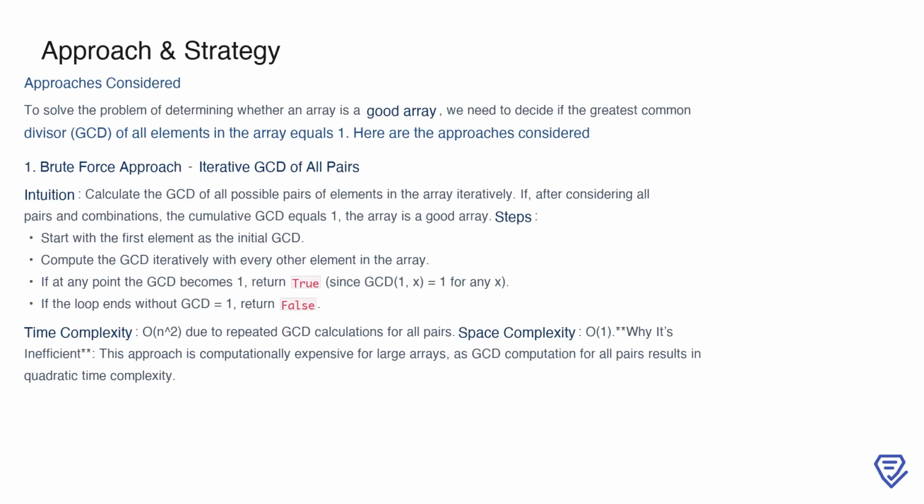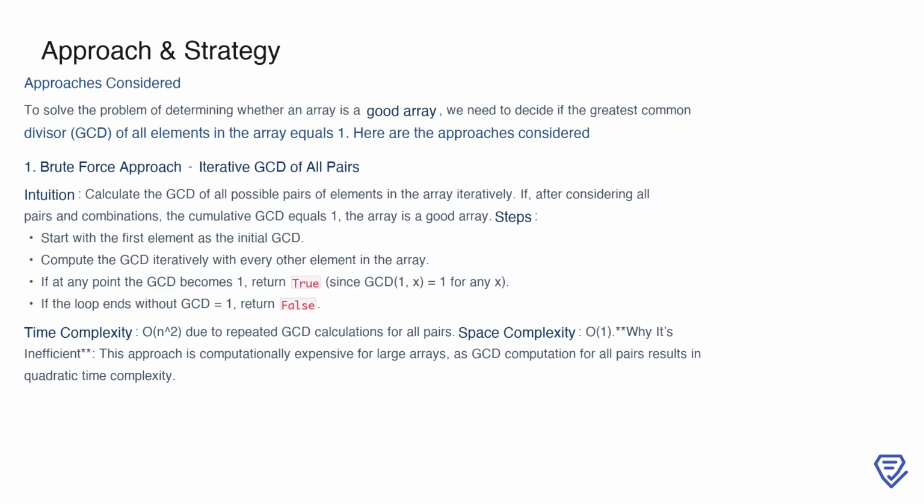To determine if an array is a good array, we focus on the greatest common divisor, or GCD, of all elements in the array. A good array is one where the GCD of all its elements equals 1. One approach to solving this problem is the brute force method, which involves calculating the GCD of all possible pairs of elements in the array iteratively. The idea is to start with the first element as the initial GCD and then compute the GCD with every other element in the array.